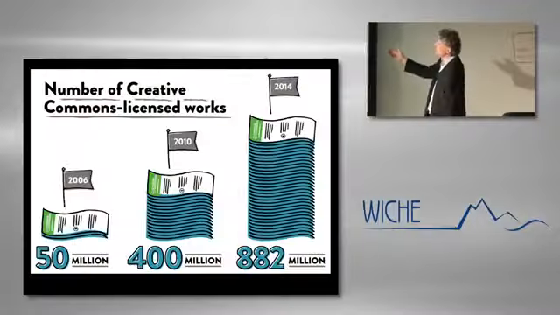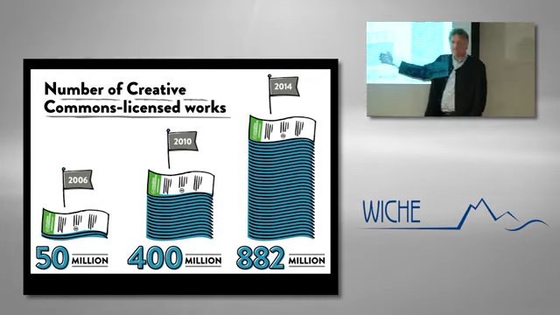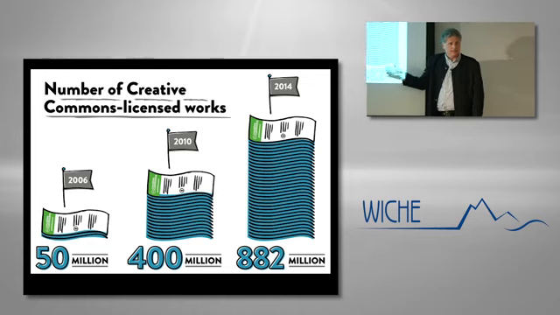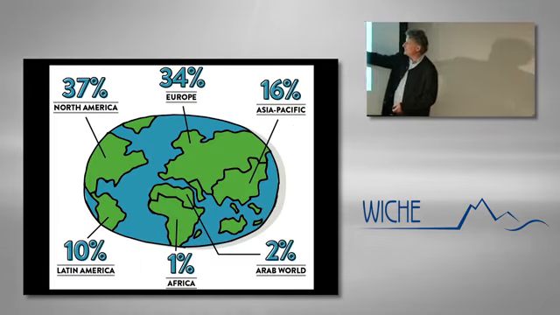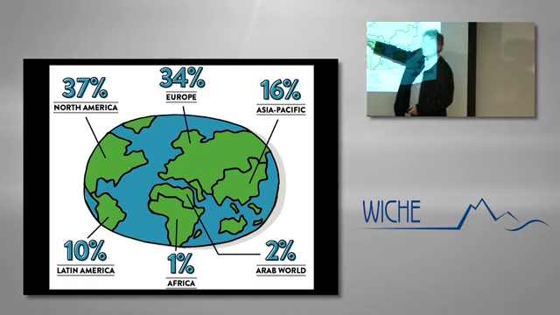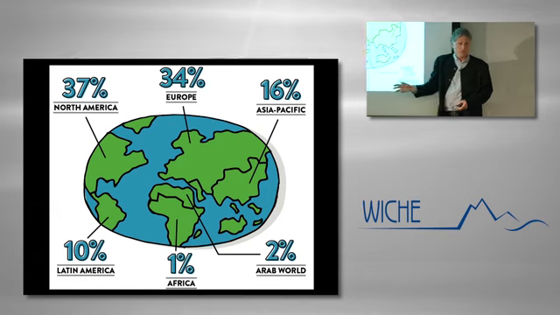And we've noticed this too at Creative Commons. So we've had this incredible growth of how many works have been licensed with Creative Commons, from 50 million in 2006 to almost 1 billion last year. And yes, the initial use has come largely from North America and Europe, but it's starting to really grow in other parts of the world as well.